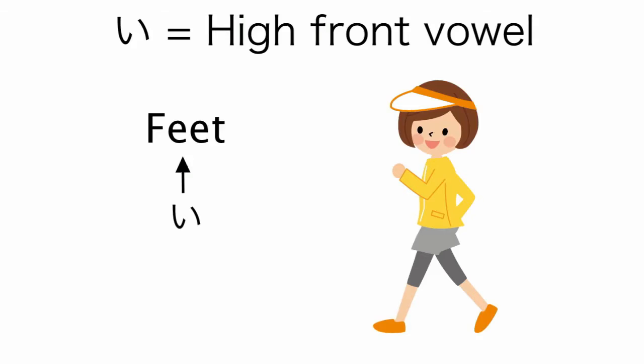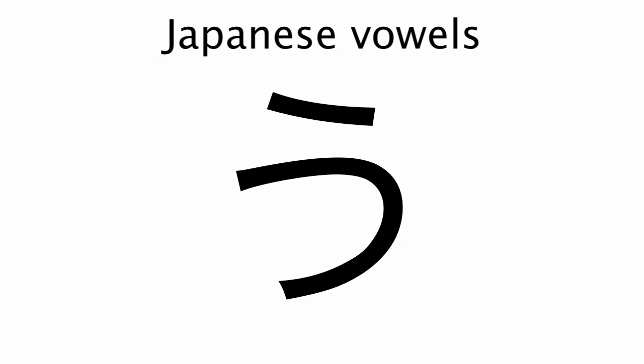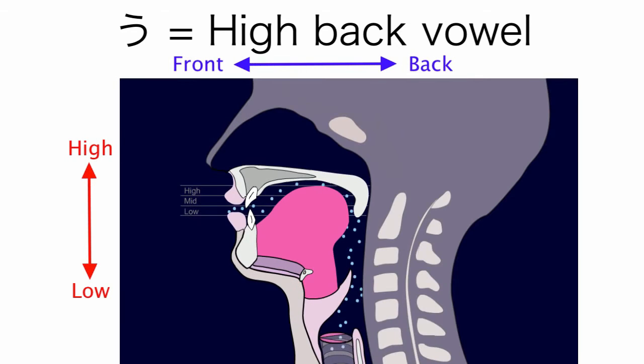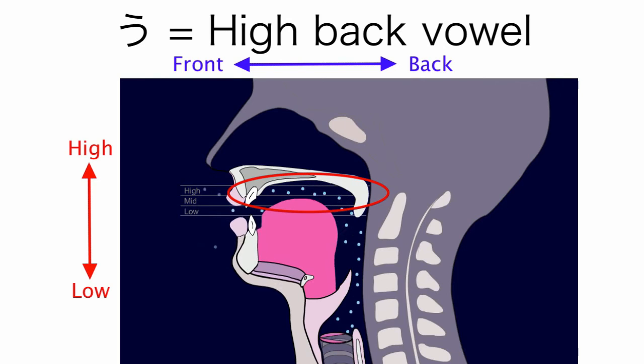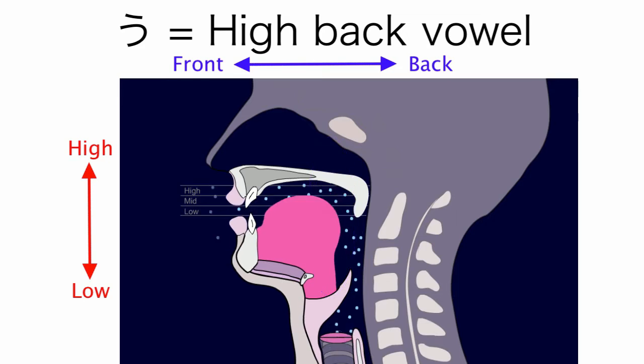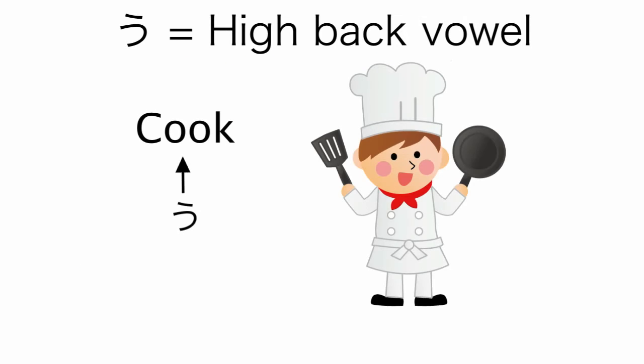This vowel is similar to the sound of the double E in the English word feet. The third vowel is U. The Japanese U is called a high back vowel. When you pronounce this sound, your tongue is positioned at a higher level on the vertical dimension and at a back position on the front to back dimension. This vowel is similar to the sound of the double O in the English word cook.